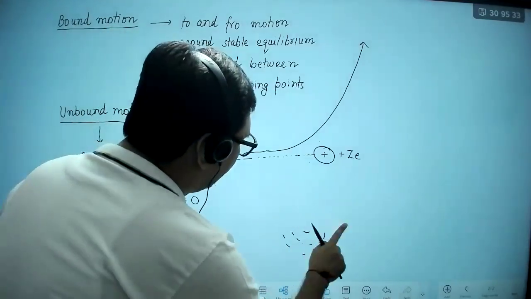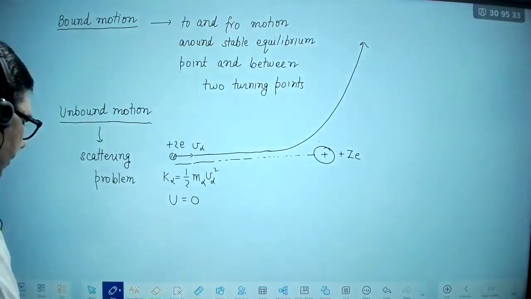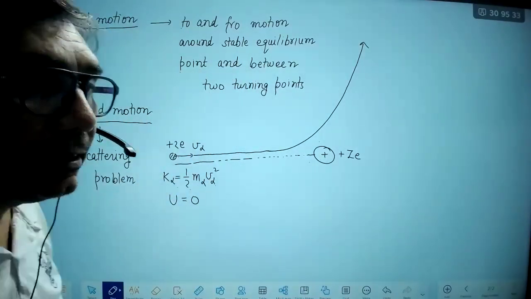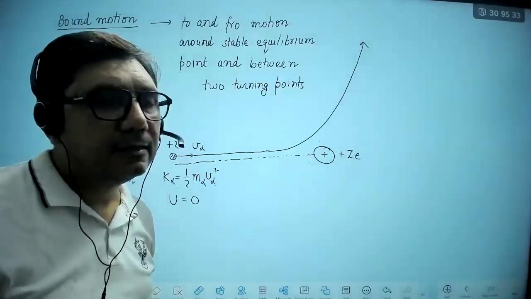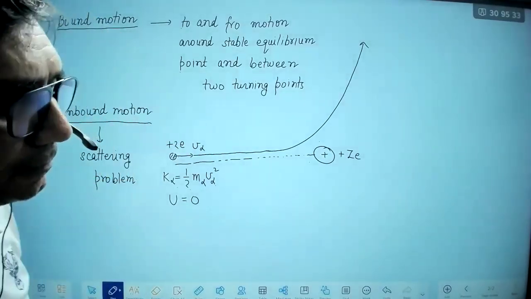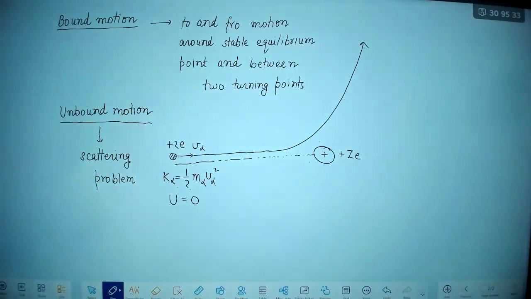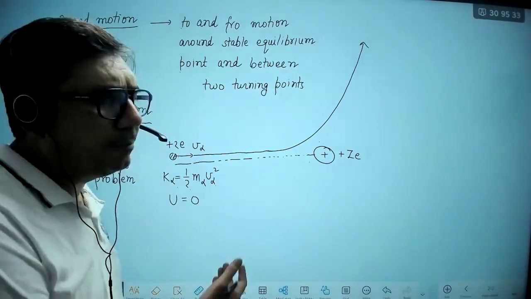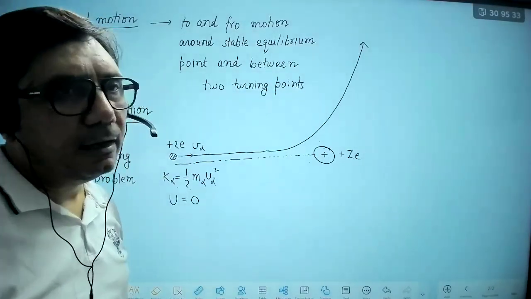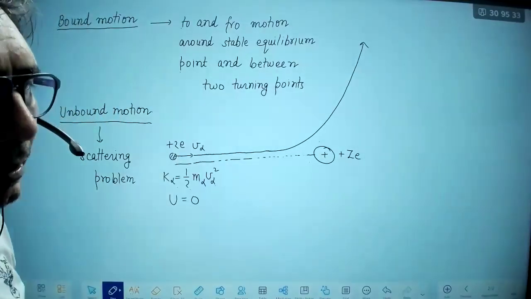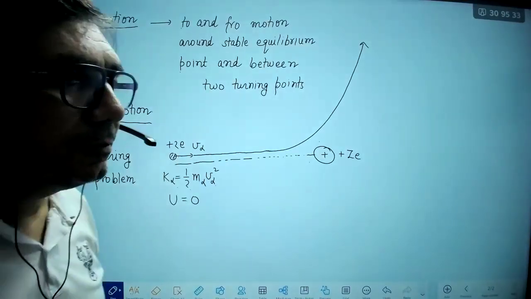Sir, is it the same with all types of nuclear reactions? Yes, beta. Sir, would it be similar for every nuclear reaction? Different types of reactions are there, but I'm talking right now about the alpha scattering problem.